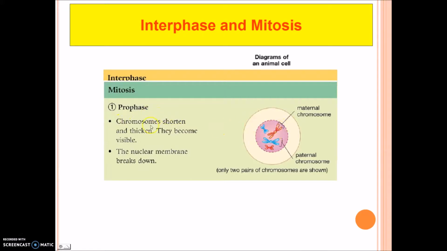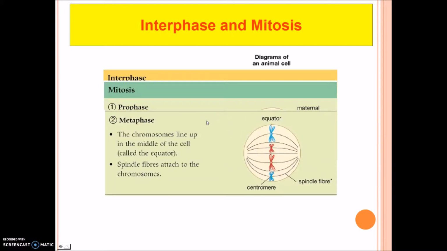So in prophase, chromosomes shorten and thicken, and they become visible. Then metaphase, anaphase, and telophase. For each phase, remember you need to know the behavior of the chromosomes. By behavior, for example, how they line up in the middle of the cell, or at the equator of the cell, or how the spindle fibers attach to the chromosomes.